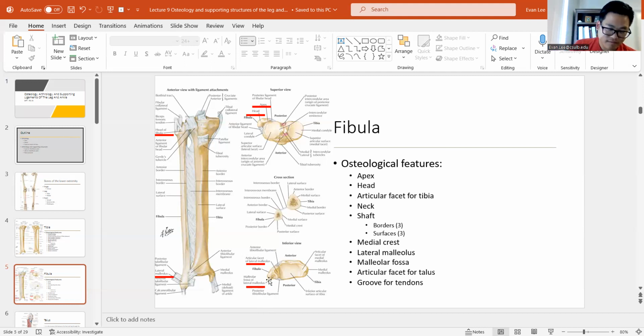So this is the tougher one to orient yourself to just because everything is somewhat similar, but try to look for the flat end of the head, maybe even the apex, and then the lateral malleolus is going to be on the posterior side.